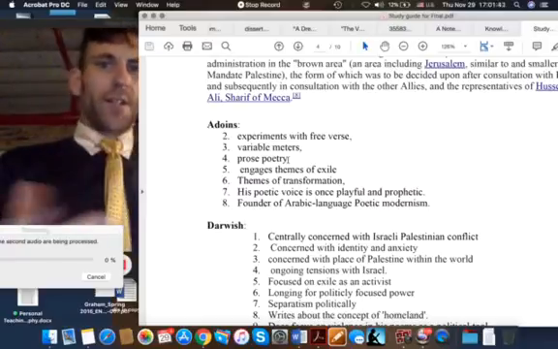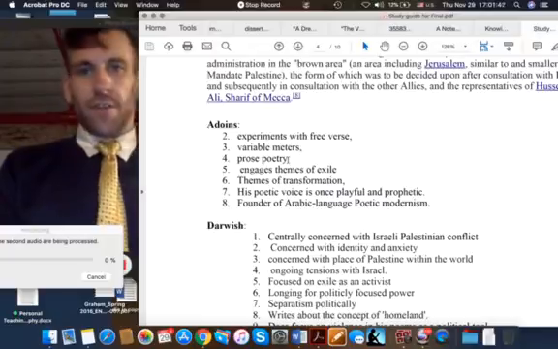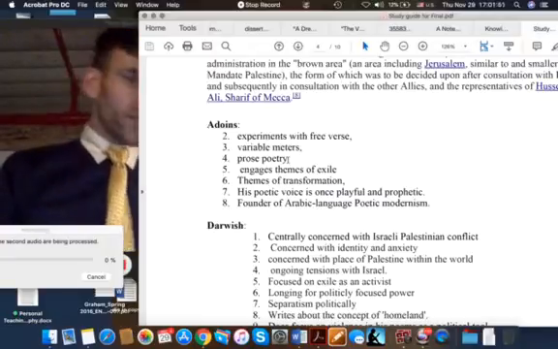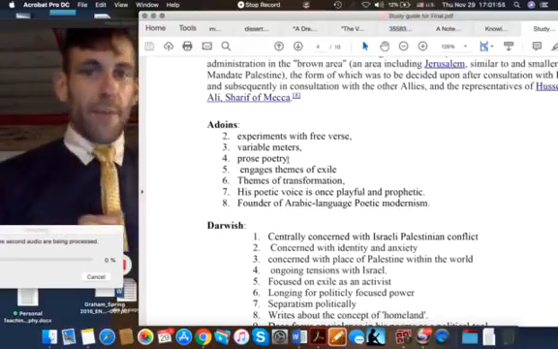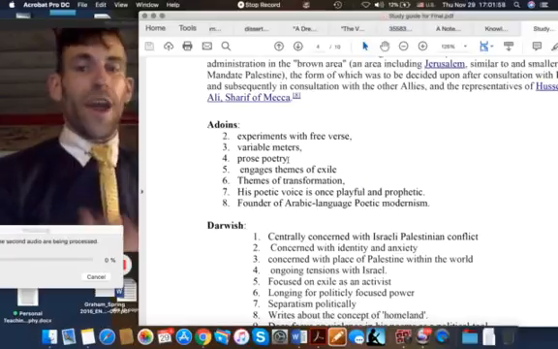All right. So Adonis is number 2 on our list. Adonis's characteristics of his verse: remember, he experiments with free verse. Before this, Arabic verse was never free verse. It was always highly regulated and rhymed in meter, and he was the avant-garde, the first one to start breaking the rules with Arabic verse.